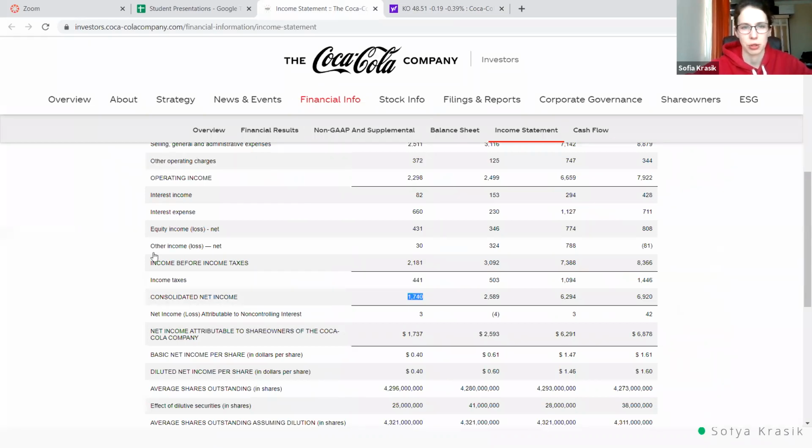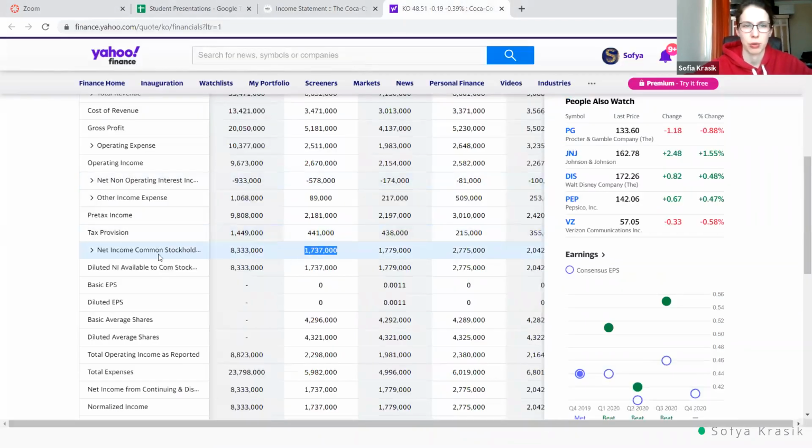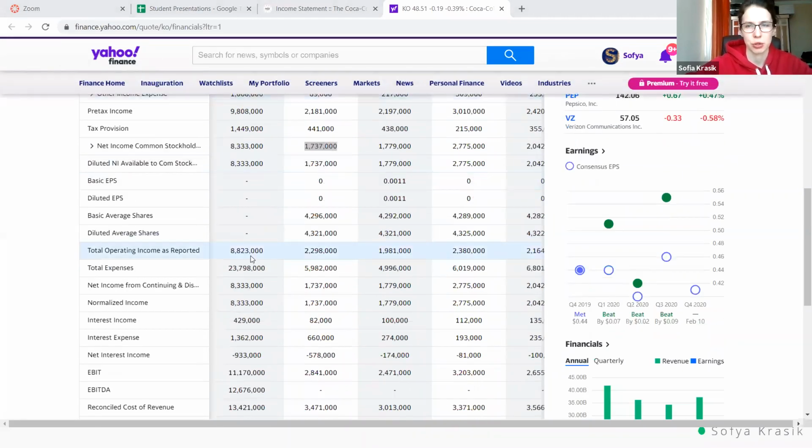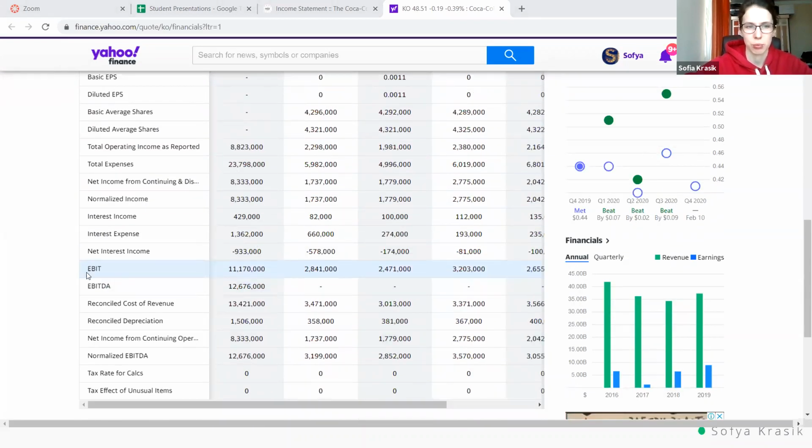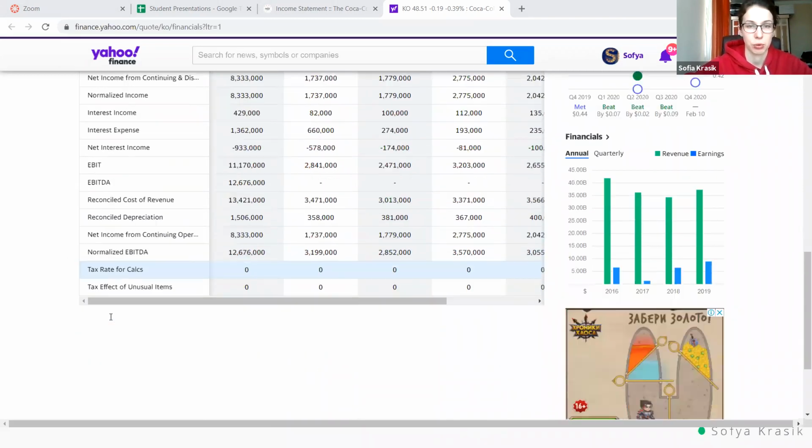On the official Coca-Cola site, it's called consolidated net income, and here on Yahoo Finance, where they just reprint the company's financial statements, it's called net income common stockholders. And you see, Yahoo Finance is a portal which is used by financial analysts. They have already calculated important measures such as EBITDA, so every analyst could come here and take them ready to use.